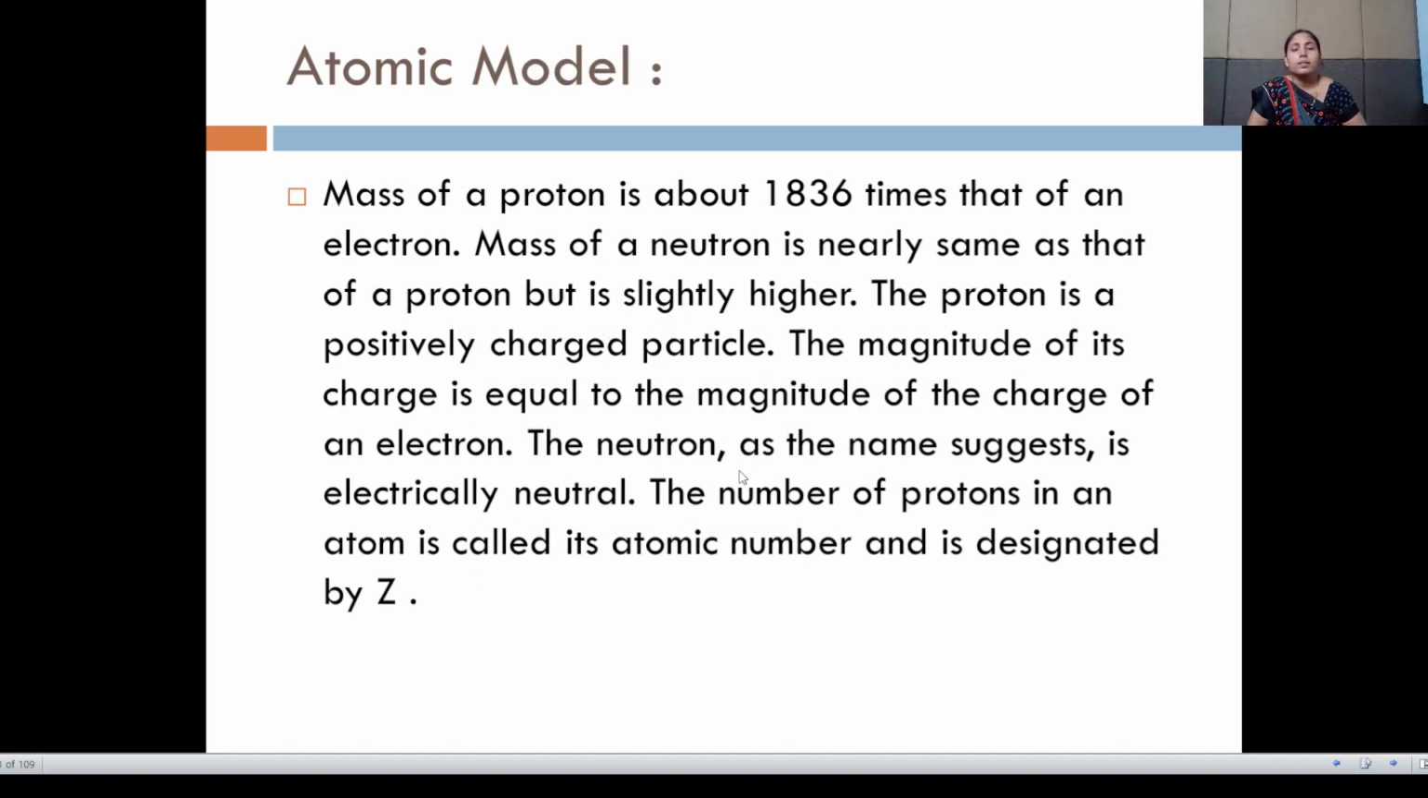The mass of the proton is about 1836 times that of an electron. The mass of the neutron is nearly the same as that of the proton, but slightly higher. The proton is a positively charged particle. The magnitude of its charge is equal to the magnitude of the charge of the electron. The neutron, as the name suggests, is electrically neutral. The number of protons in an atom is called its atomic number and is designated by Z.